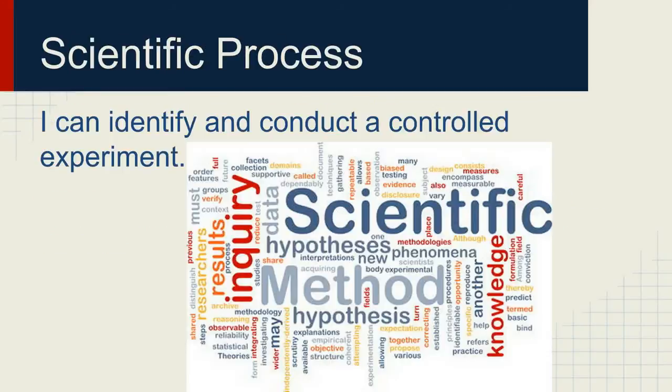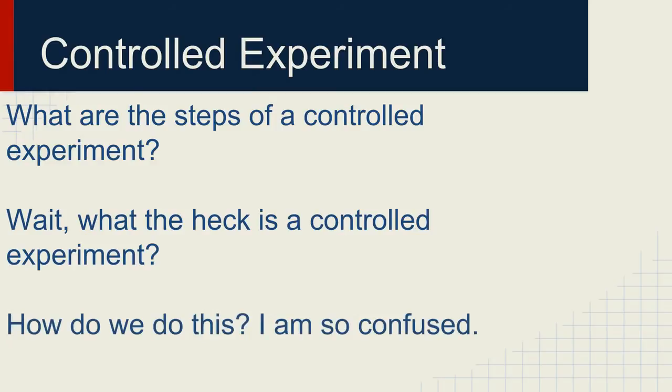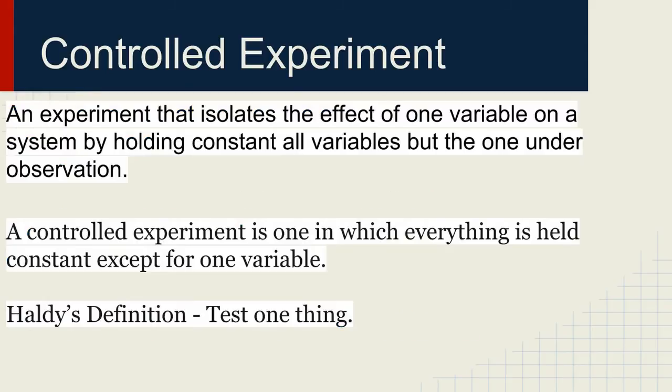Okay, our topic is the process of science, and your target is: I can identify and conduct a controlled experiment. Now, you may be thinking some of these things, like maybe there's some confusion there. The steps, what is it? Or you maybe have memorized steps before, but you can't actually do it. So we'll try to answer those as we go through the notes today.